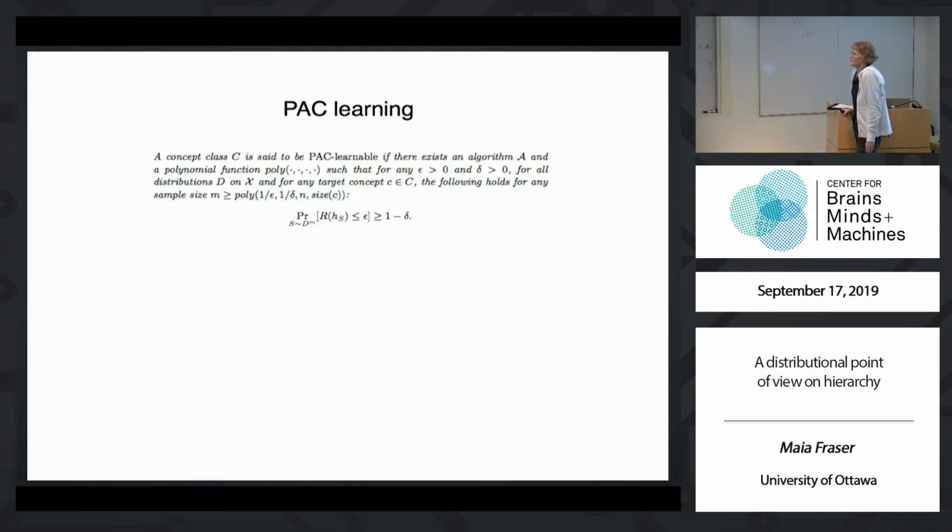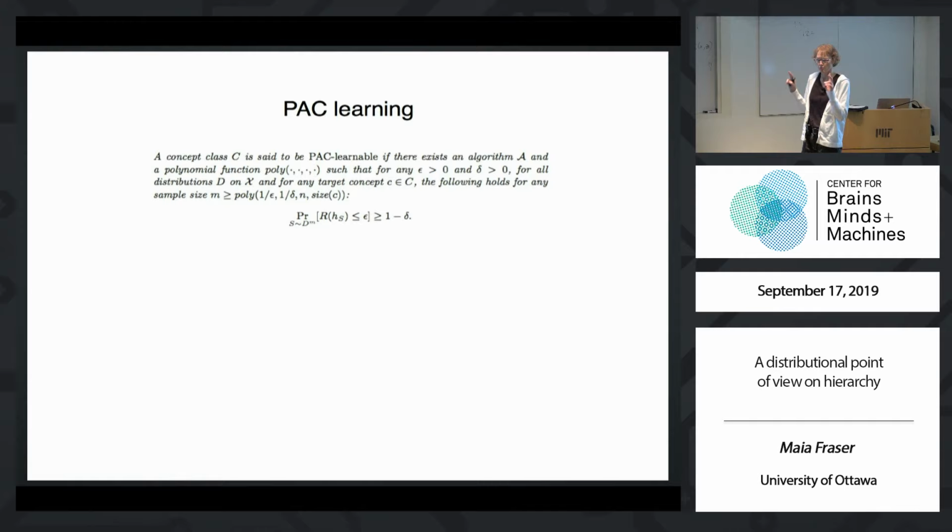That applies for any sample that's larger than this polynomial expression. Here is the source of the probability: PAC stands for probably approximately correct. That's because this is saying with high probability, so with probability at least 1 minus delta, the risk is less than or equal to epsilon. This is saying that our hypothesis is approximately correct.